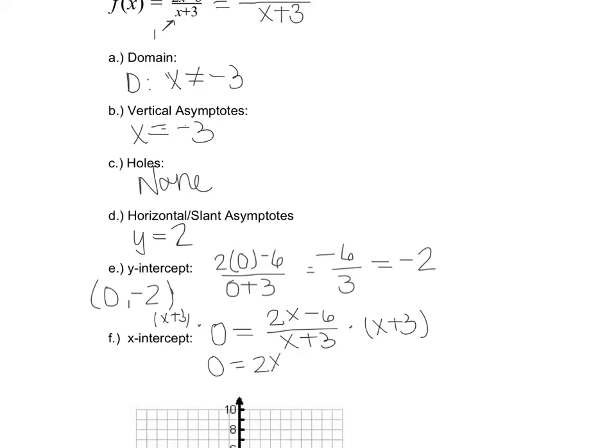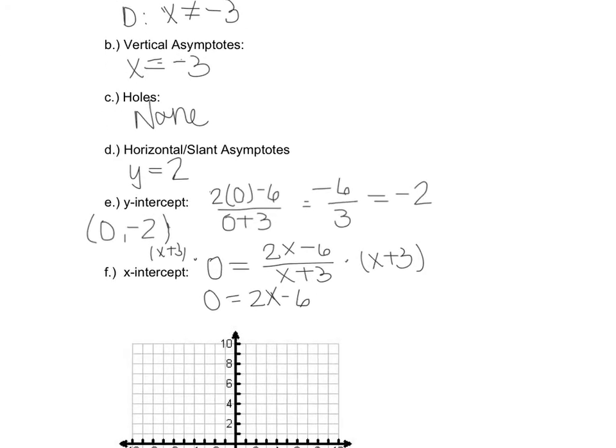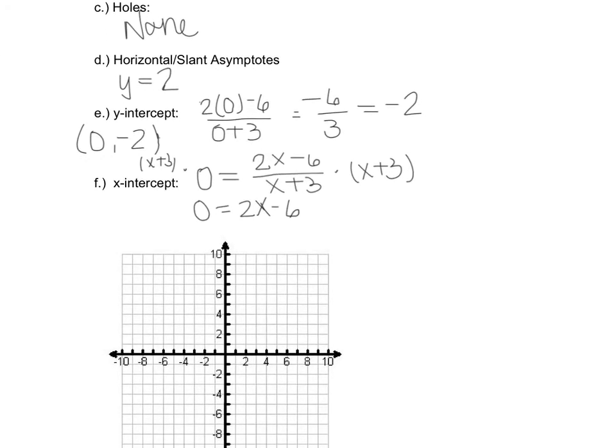So I end up with 0 equals 2x minus 6. Now I'm just solving for when 2x minus 6 equals 0. We go ahead and add 6 to both sides. We end up with 2x equals 6, divide by 2, and we get x equals 3. So that tells me we're going to have an x-intercept of (3, 0).